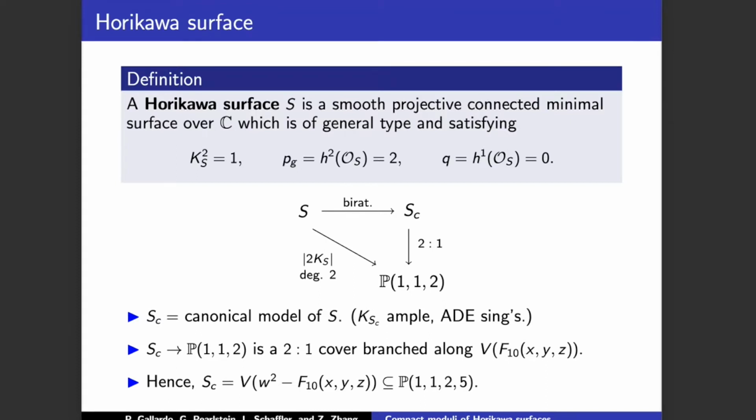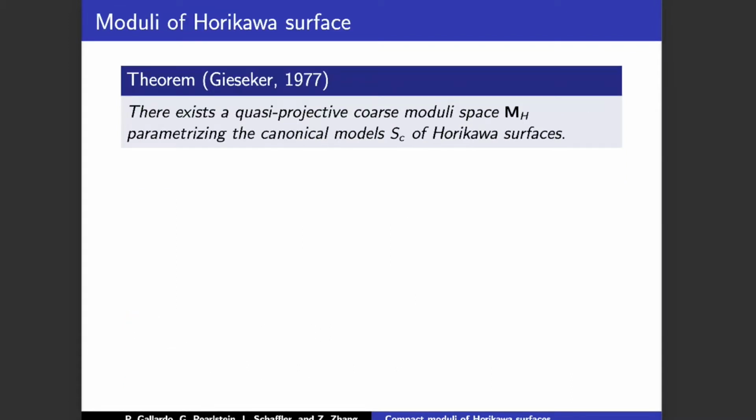All right, so let me know if there are any questions so far. This is the description of the objects that we want to study. And what we would like to do is study moduli of those surfaces. The starting point for moduli of surfaces of general type is the work of Gieseker back in the 70s, which guarantees the existence of a quasi-projective coarse moduli space M_H, parametrizing, in our case of interest today, the canonical models S_C of our Horikawa surfaces.